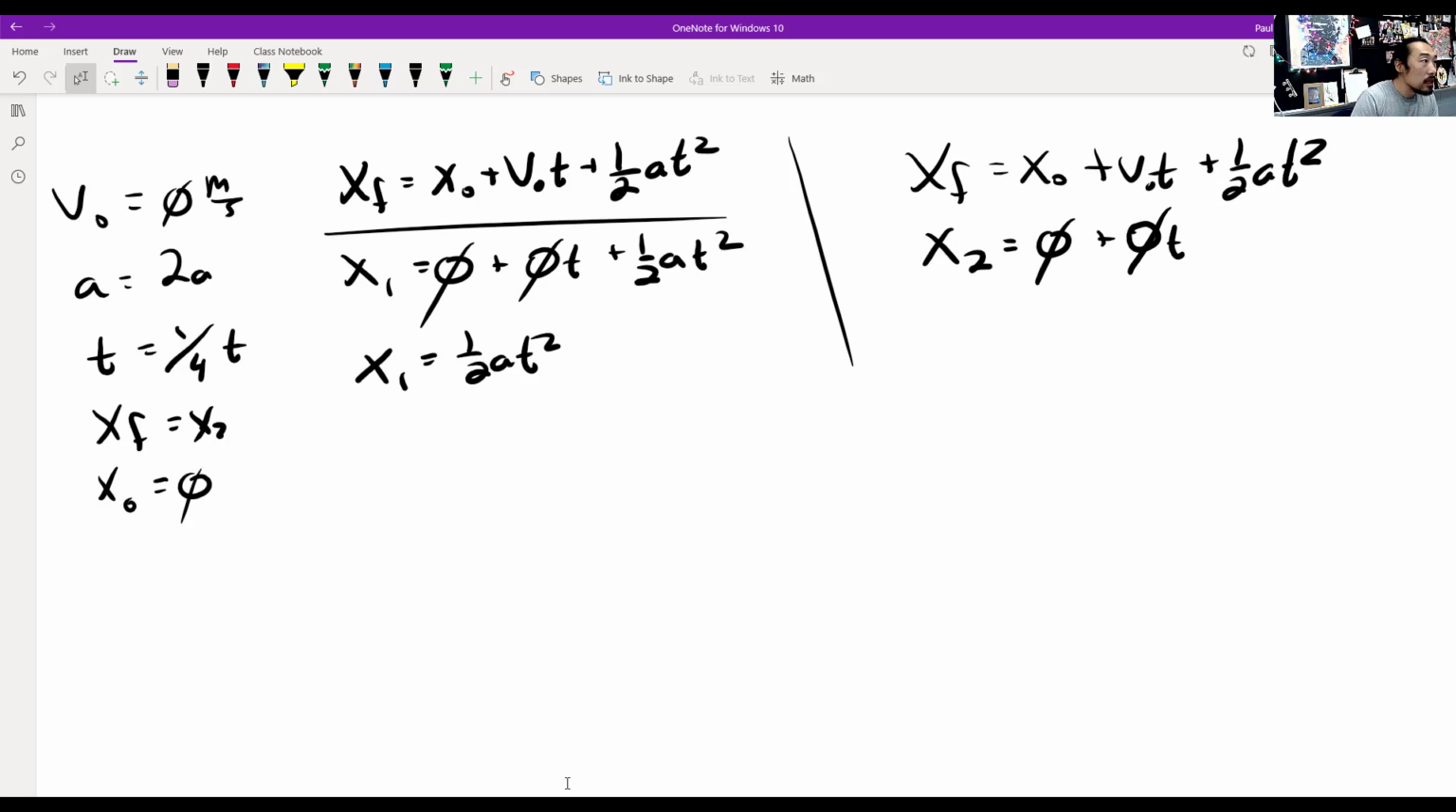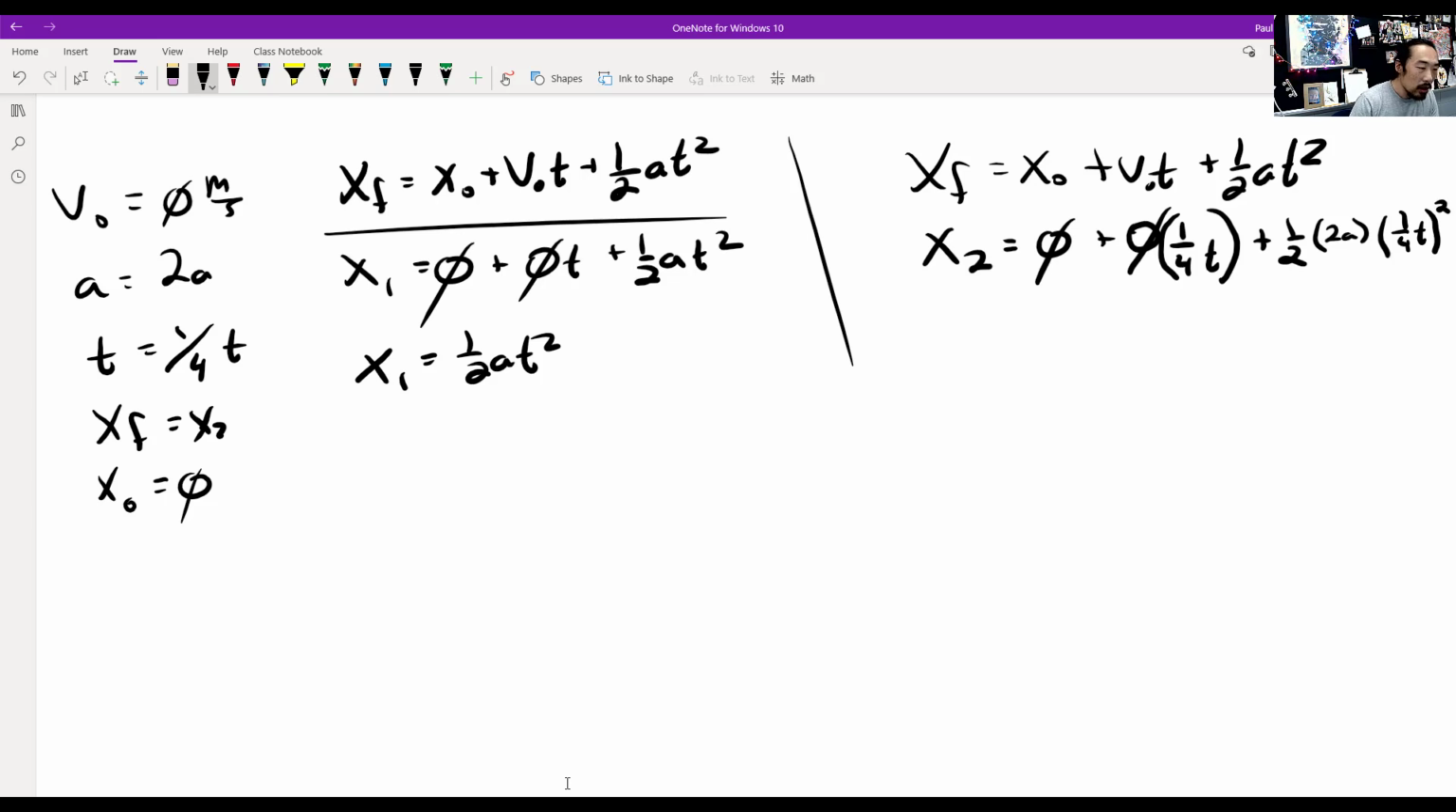Our time is, you know what, I'm going to show this to you correctly, because 0 times anything is 0, but I want to show you my substitutions. So this would be a quarter times t, and because it's a substitution that is going to look a little bit messy, I'll put that in parentheses just to clean things up, plus 1/2, and my acceleration is 2a, in parentheses, and my time is a quarter of the t, and all of that is squared.